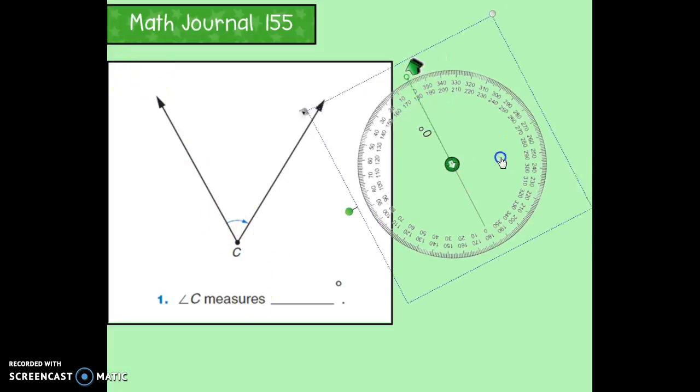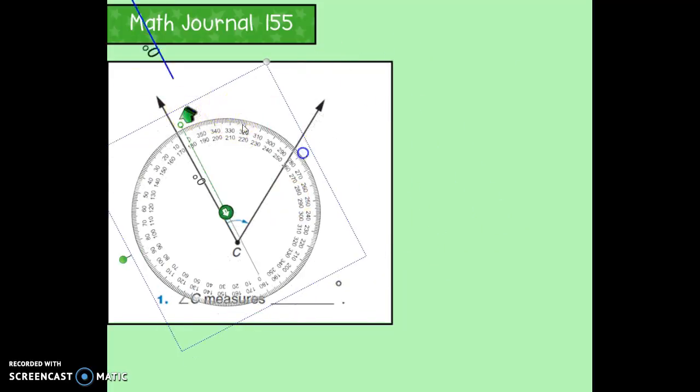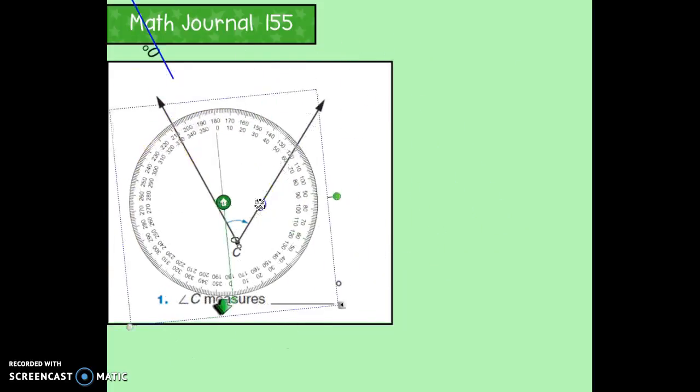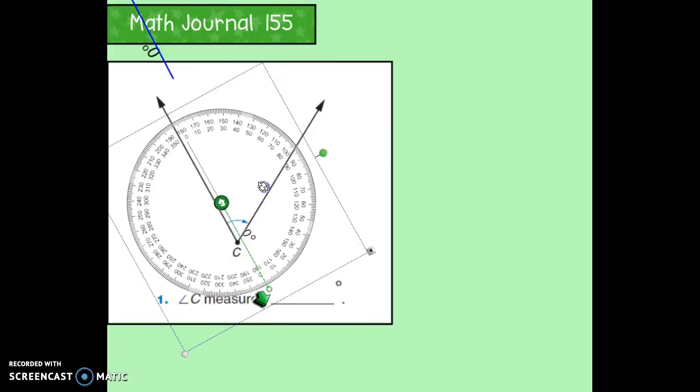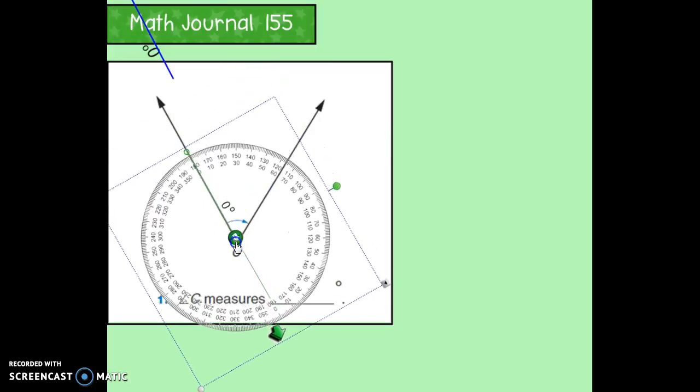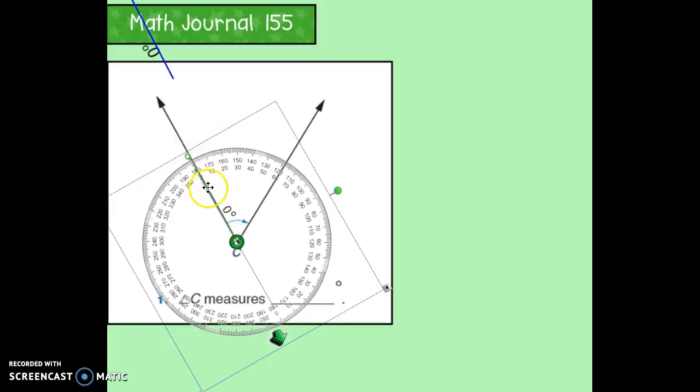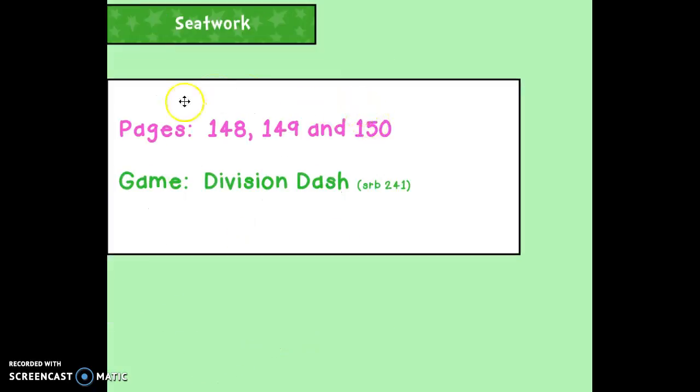So when you take your protractor, line it up with 0 degrees right here in the middle. Here's my 0 degrees, and here's where my line is going. I start at 0 and start counting, and I figure out what the measurement of this angle is. Your seat work is pages 148, 149, and 150.